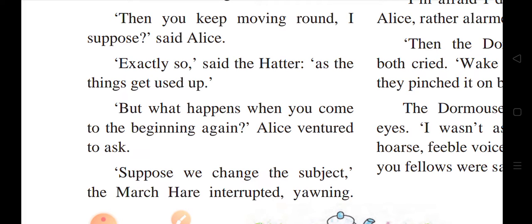Okay, so "as the things get used up" means when they are having the tea, they are just keeping the things like that only. "But what happens when you come to the beginning again?" So she is saying that suppose now all the things are getting over, then again you will have to start your tea party. Then what are you doing?